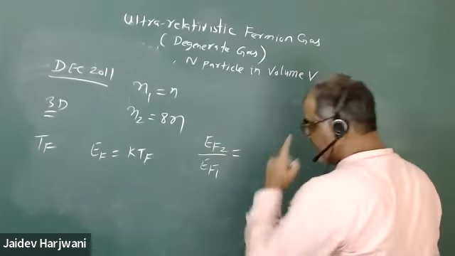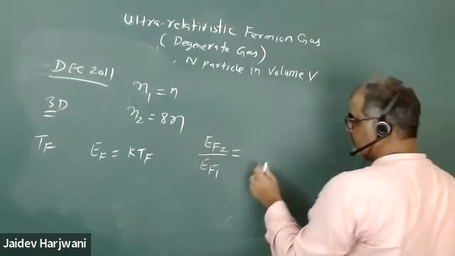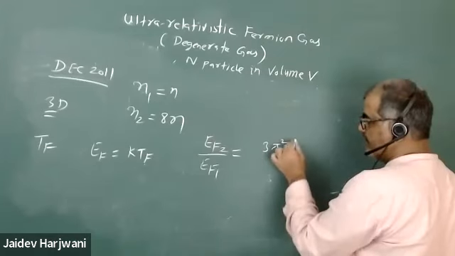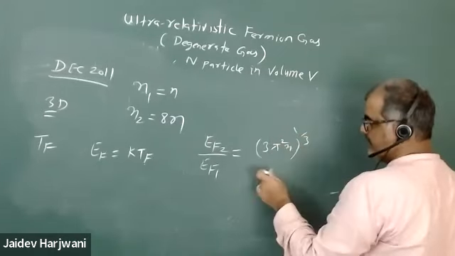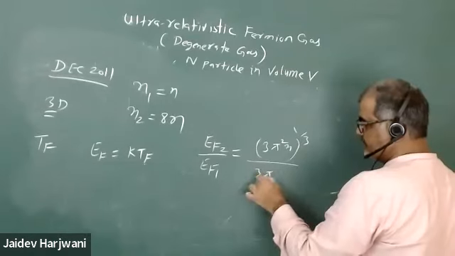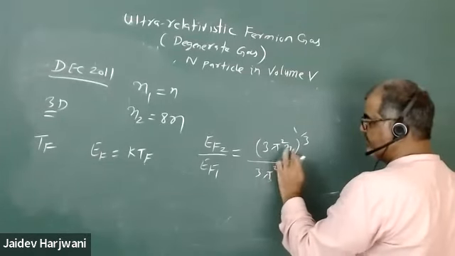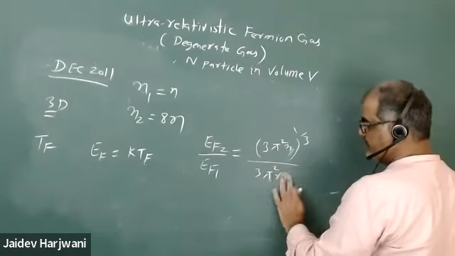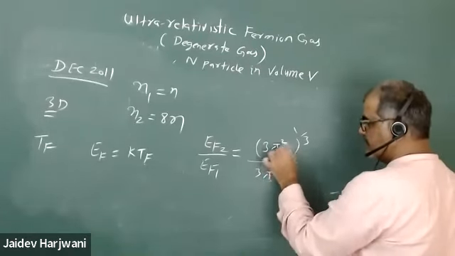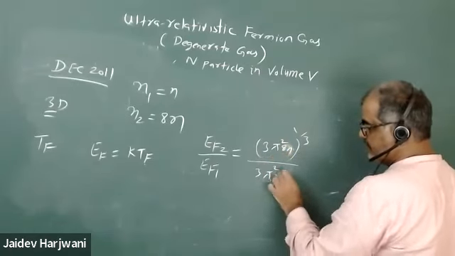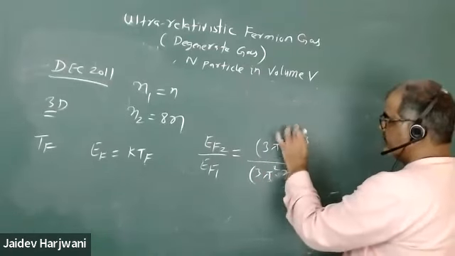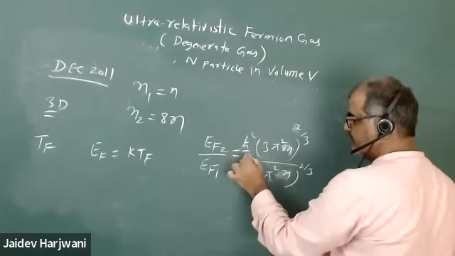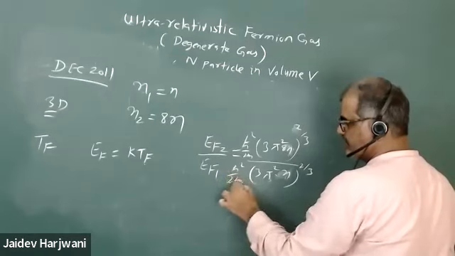And it's 3D. So in 3D we know (3π²n)^(1/3), and this is also 3π². So this is n1, n1 is n. In the second case n2 is 8n. Sorry, this is 8n. Sir, in 3D it will be 2/3. Yes, 2/3. And ħ²/2m is also there, that will cancel out.